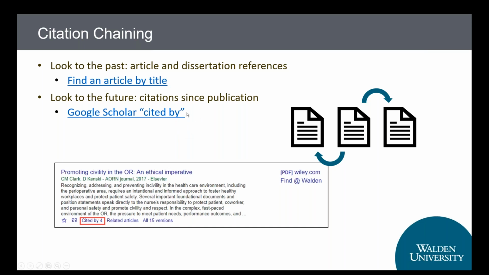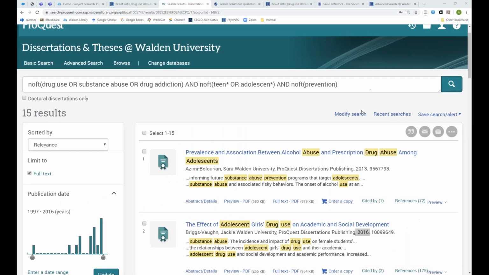But what Google Scholar does is it will tell you, from the article that you have, who has cited it since it's been published. So if you need something current from the last 3 to 5 years and your article's 10 years old, you can see who has cited it since then, and maybe you'll find other relevant information.